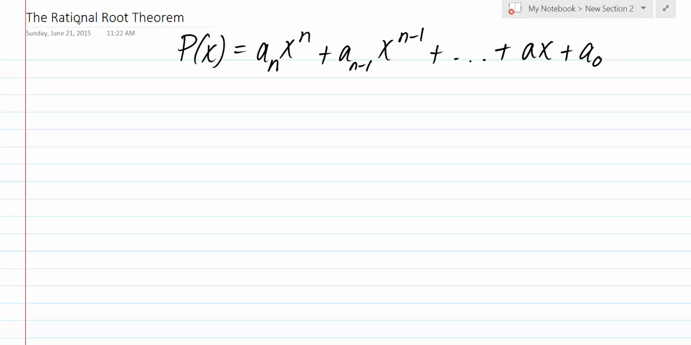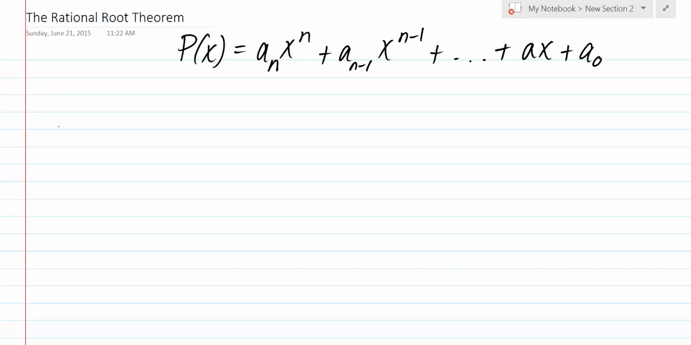The rational root theorem tells me to first list all of the factors of our constant term, which in this case is a naught. Then I take all of the factors of the lead coefficient, which in this case is a sub n. The ratio of the factors of the constant to the factors of the lead coefficient give me a list of all of the possible rational roots for this polynomial.